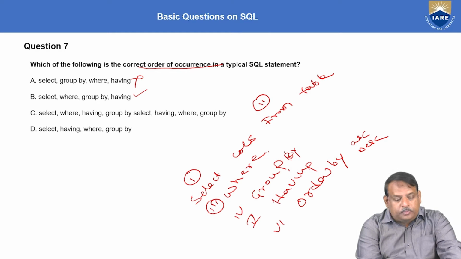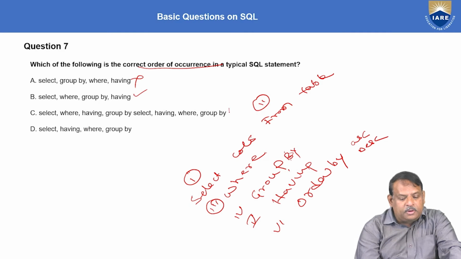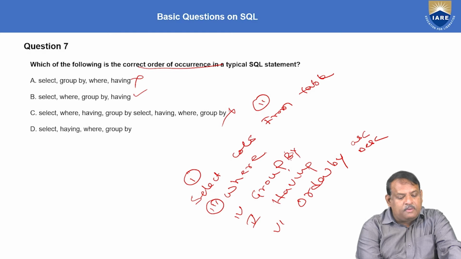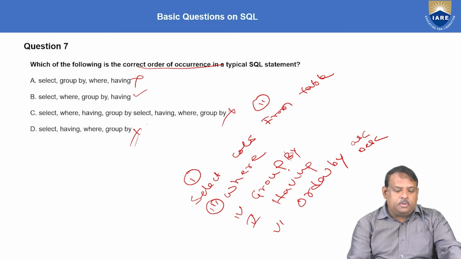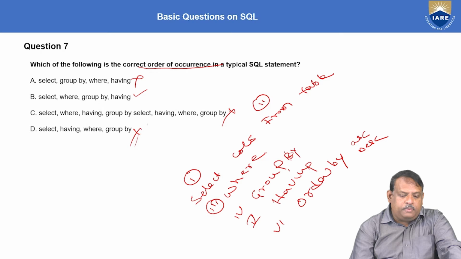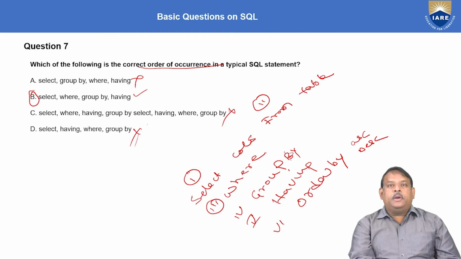Now we'll see the next option. Select is correct, but where and having, so having is only after group by. So this is also wrong. Select having where group by is also wrong. So we are left with option B. Understood how we have selected option B.